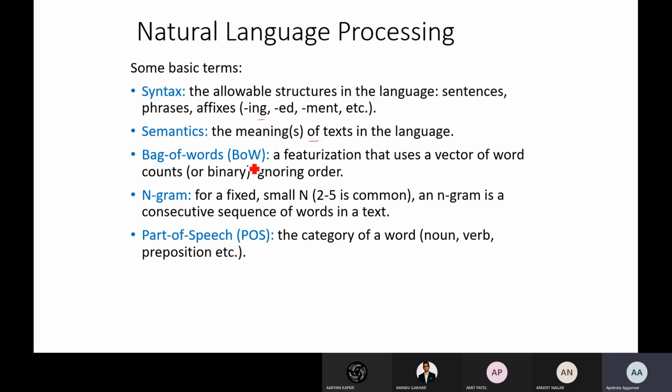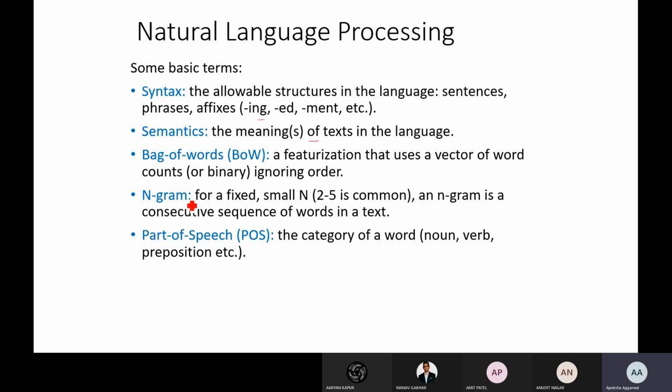Whenever we talk about bag of words, this means count, this means frequency, ignoring which word comes first and which word comes next. So ignoring the order of the words, it's just counting of words. Basically, bag of words is a featurization where a vector of word counts is taken, maybe in binary form or as the actual frequency, the number of times that word occurs in that sentence. Today we are going to focus on n-grams, and next is part of speech.